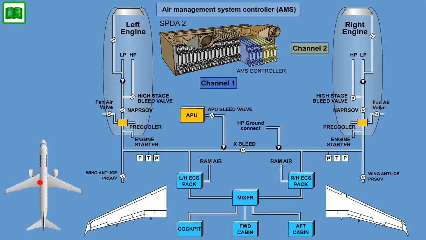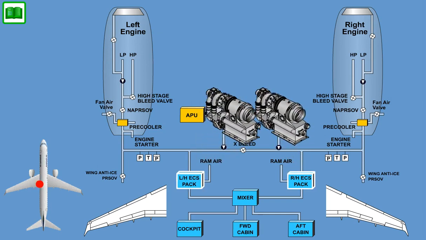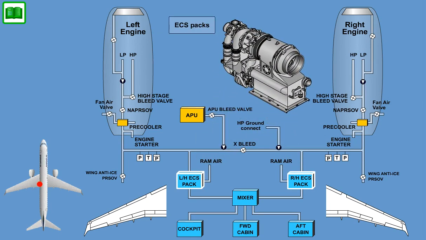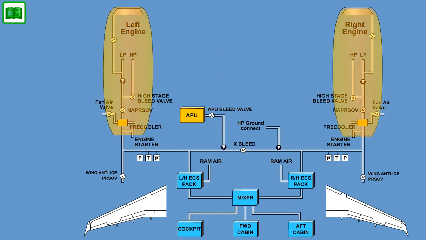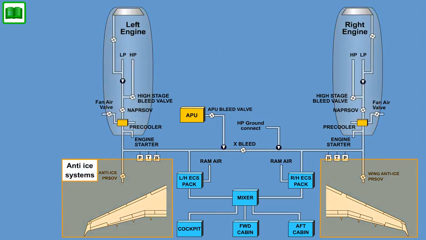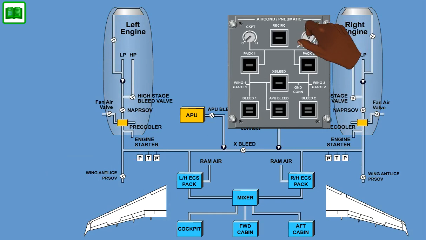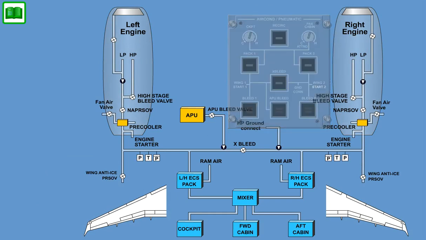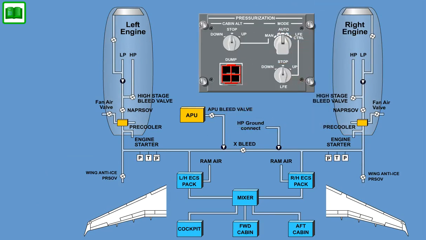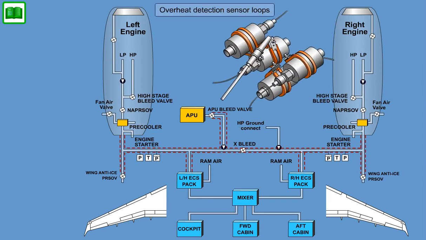The air management system controller has 2 channels, and in case of failure, one channel is able to control the entire air management system, including both ECS packs, bleed systems, both wing and engine anti-ice systems, cabin and flight deck temperature controls, cabin pressure control, and the entire bleed overheat detection system.